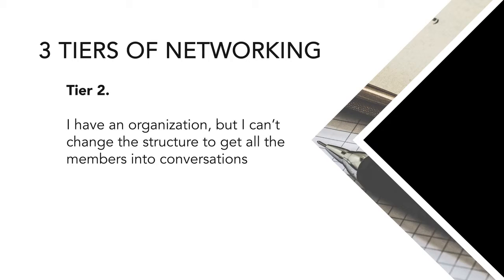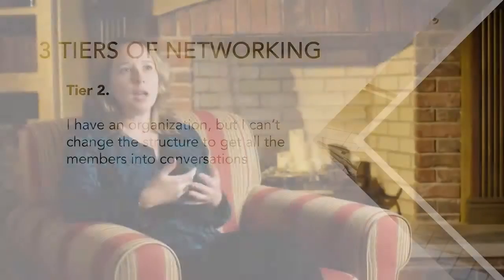Tier 2 networking is where I have an organization, but I can't change the structures of my organization like schedule or physical space enough to get all the members of my organization into conversations as much as I would like. Picture a school with a high school, a middle school, and an elementary school in different physical locations, trying to have PLCs that are vertical. How would you do that?